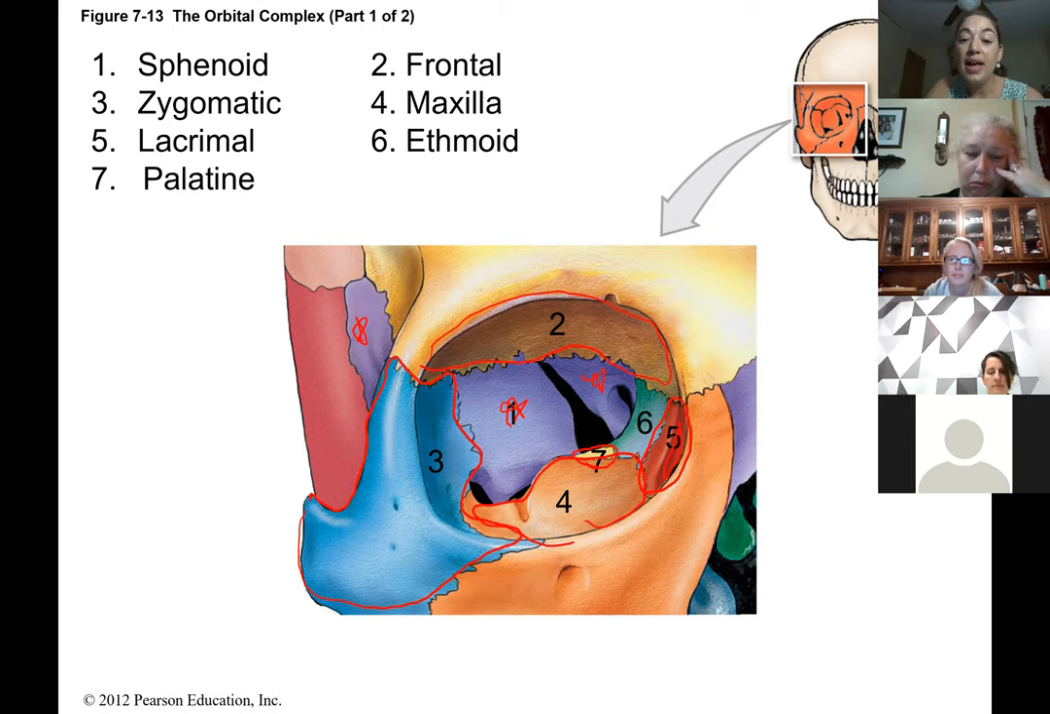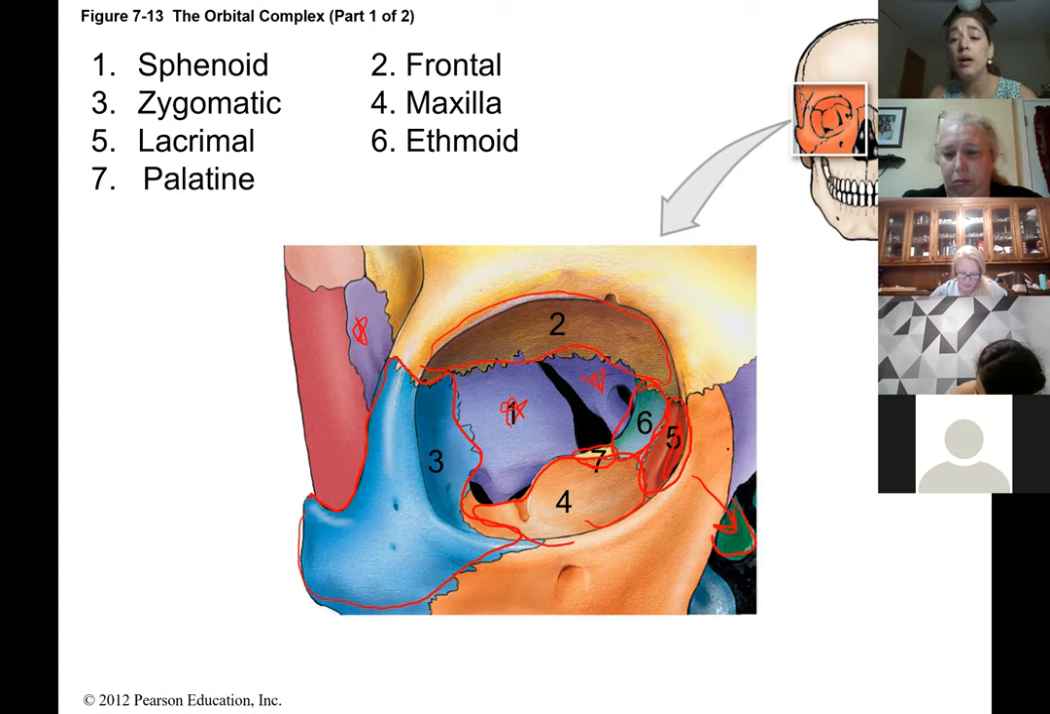Okay, and then last one, this little green bone here, deep to your lacrimal bone, deeper into the orbital cavity, is your ethmoid bone. And so if you look over here, you see one of, this is your middle nasal concha. That is also part of the ethmoid bone. So that bone extends throughout the sinuses and does form part of the orbital cavity wall.